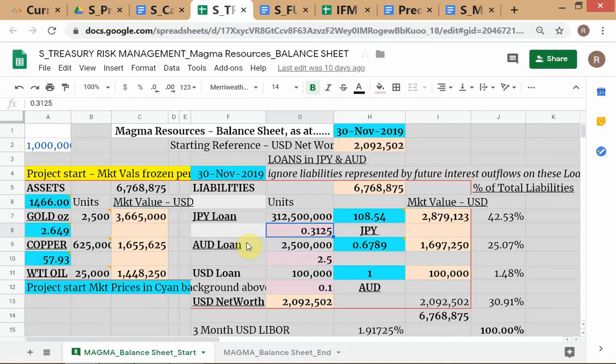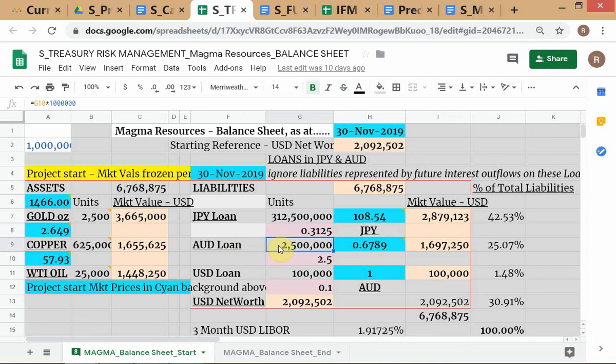So is this framework clear? You're getting some flavor of what is involved. You have a balance sheet, then we look at the conceptual framework. This AUD loan amount is dollar. Everything displayed over here is USD. This is an Aussie amount. Listen, this is an Aussie amount.